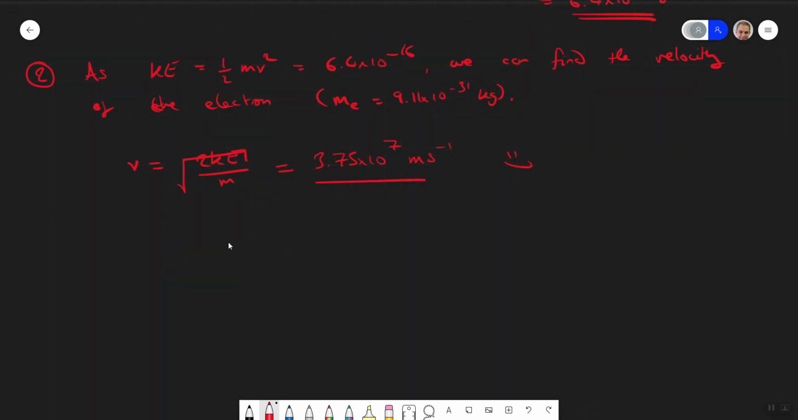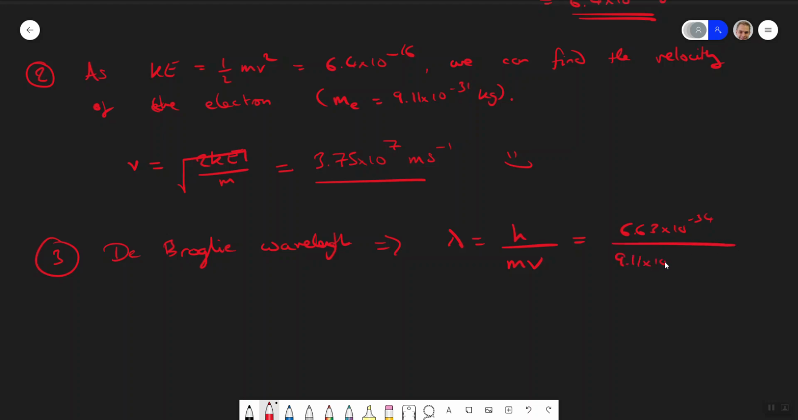Right. Okay. We can then use de Broglie. The de Broglie wavelength is lambda equals h over mv. It's a long and tortured one, so we get 6.63 times 10 to the minus 34 over 9.11 times 10 to the minus 31 times 3.75 times 10 to the 7.